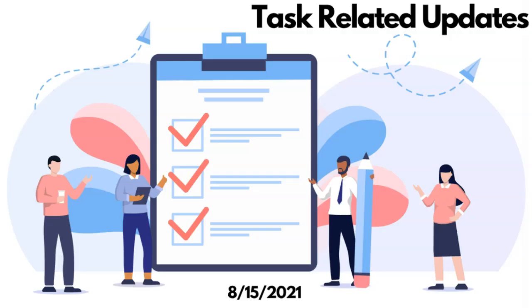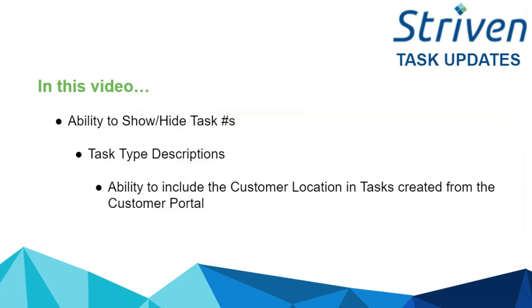In this Striven release video, we'll be overviewing some updates related to tasks. Some of these updates will include the ability to show or hide task numbers, task type descriptions, and the ability to include the customer location in tasks created from the customer portal.